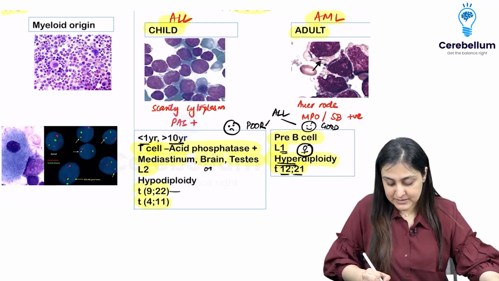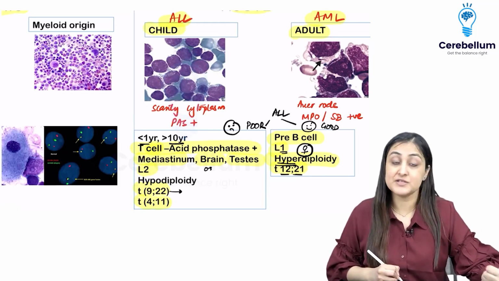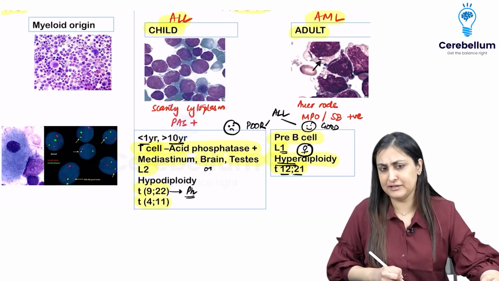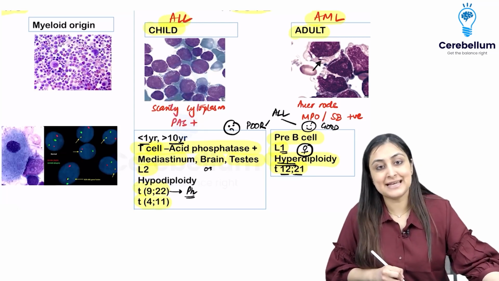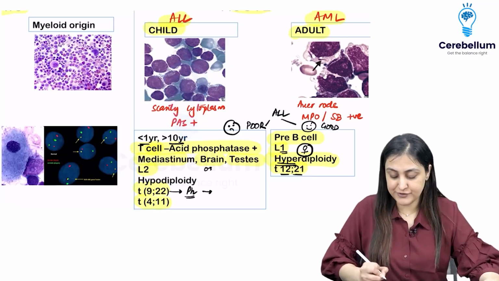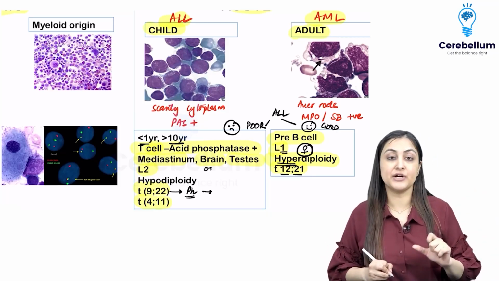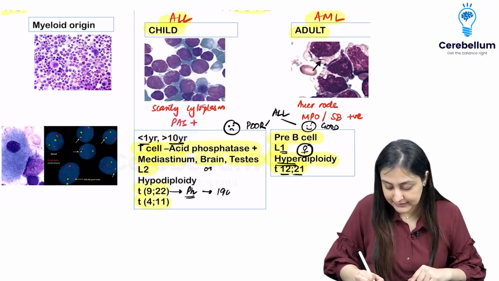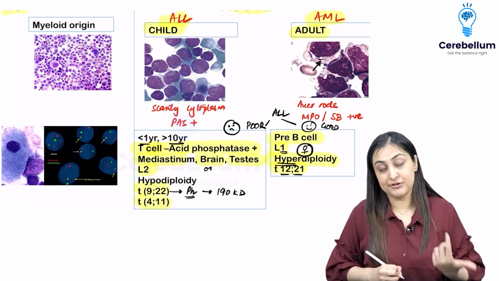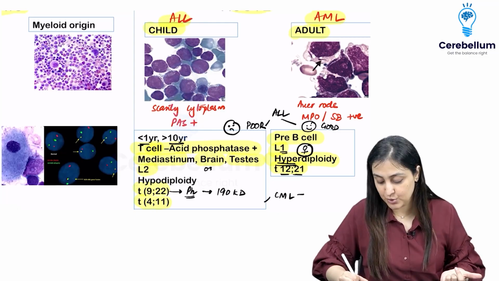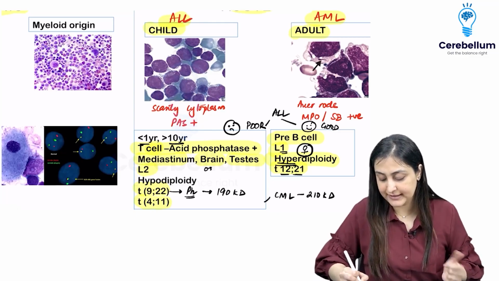Now something must be remembered here. There is the Philadelphia chromosome. I am sure you know that t(9;22) is the Philadelphia chromosome. But is this the same as the one we study in CML? Answer is no. There is a difference in this Philadelphia chromosome in terms of the weight. So here it is a 190 kilodalton Philadelphia chromosome, whereas we can also see this in CML, as you all know, which is typically 210 kilodalton.